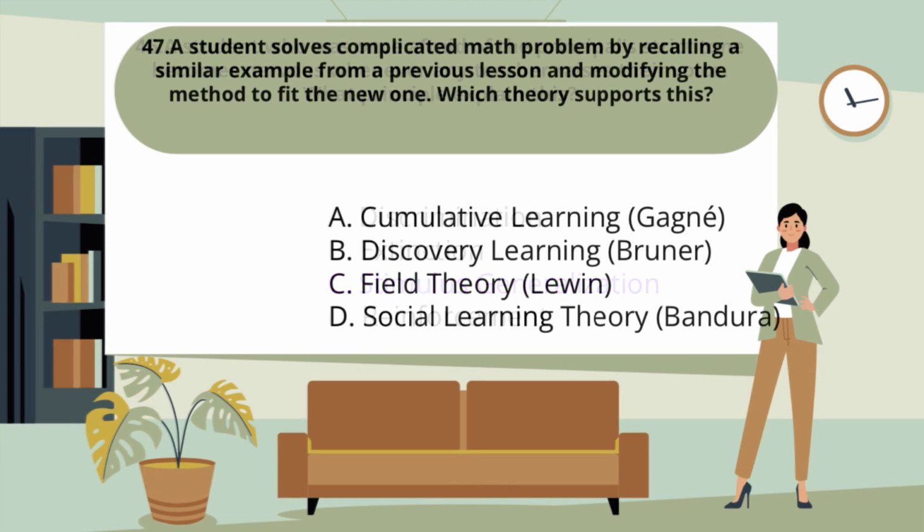Number 47. A student solves a complicated math problem by recalling a similar example from a previous lesson and modifying the method to fit the new one. Which theory supports this? Letter A, cumulative learning by Gagne. Letter B, discovery learning by Bruner. Letter C, field theory by Lewin. And letter D, social learning theory by Bandura. So the correct answer is letter A, cumulative learning.